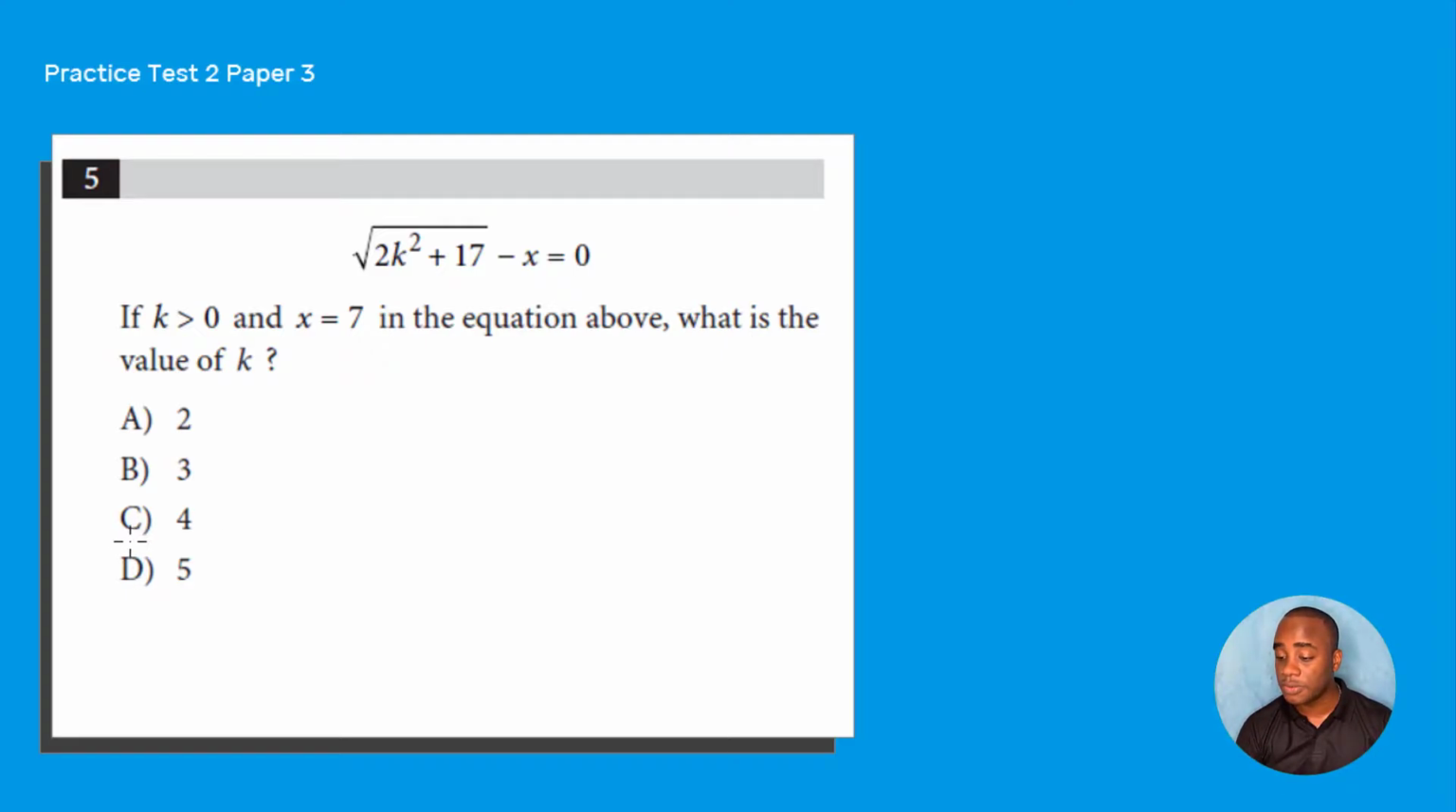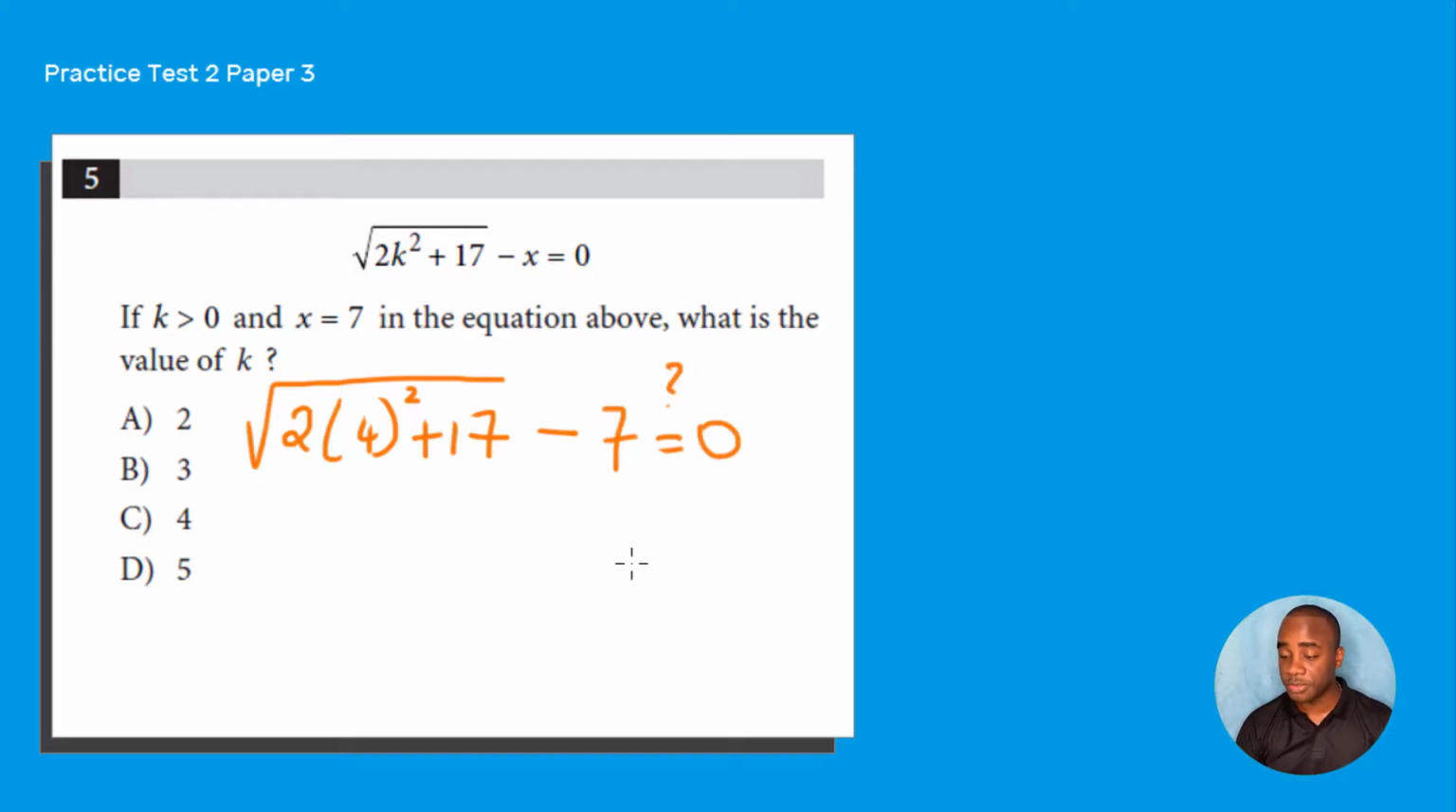So C is 4, and that means in an equation, if I plug it in, it's supposed to make it correct. So I'm basically asking myself, is 2 times 4 squared plus 17, all of that square rooted, minus x, where x is 7, is that equal to 0? Let's try and figure out. Now 4 squared is 16. And 2 times 16 is 32. So 32 plus 17 square rooted minus 7.